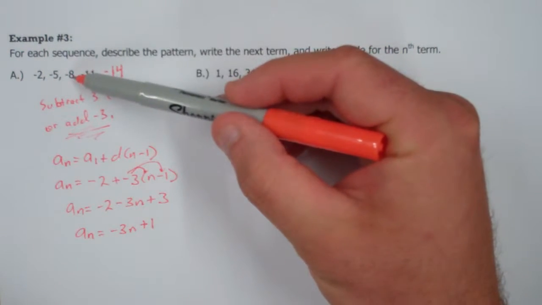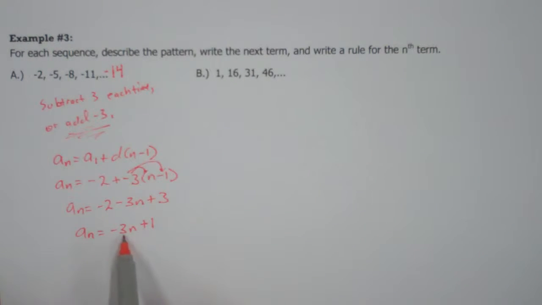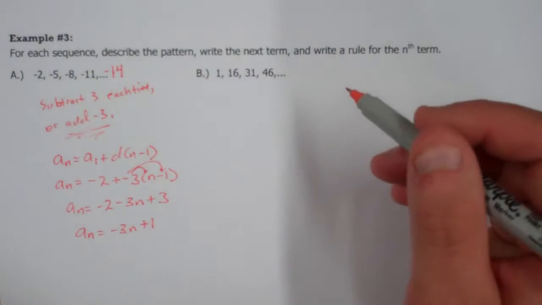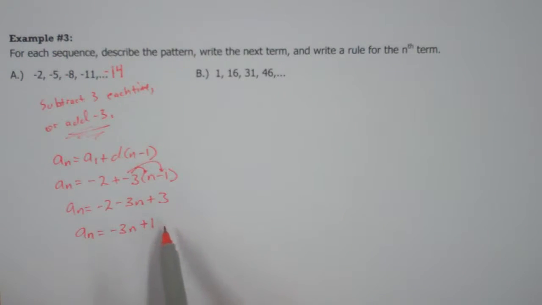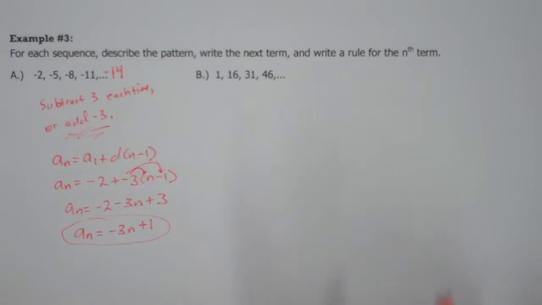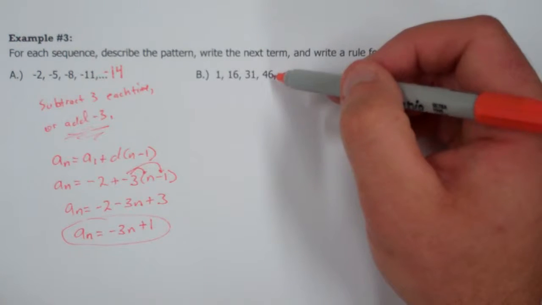You can double check yourself. Let's say you want the third term, which we know is -8. So that would be -3 times 3. N is 3 for the third term, which is -9. -9 plus 1 is -8. So at least for the third term, this formula accurately describes that. I'm just going to circle that in. That's probably something important.